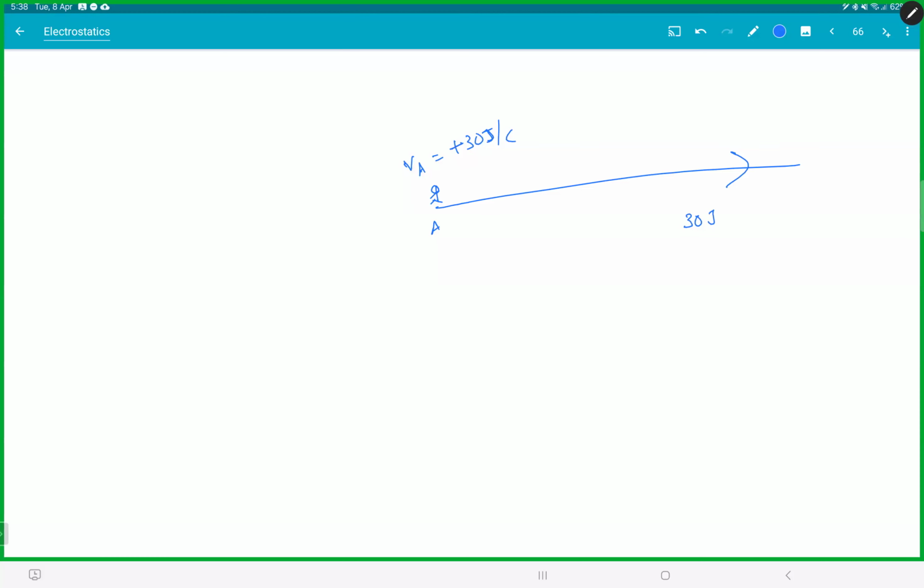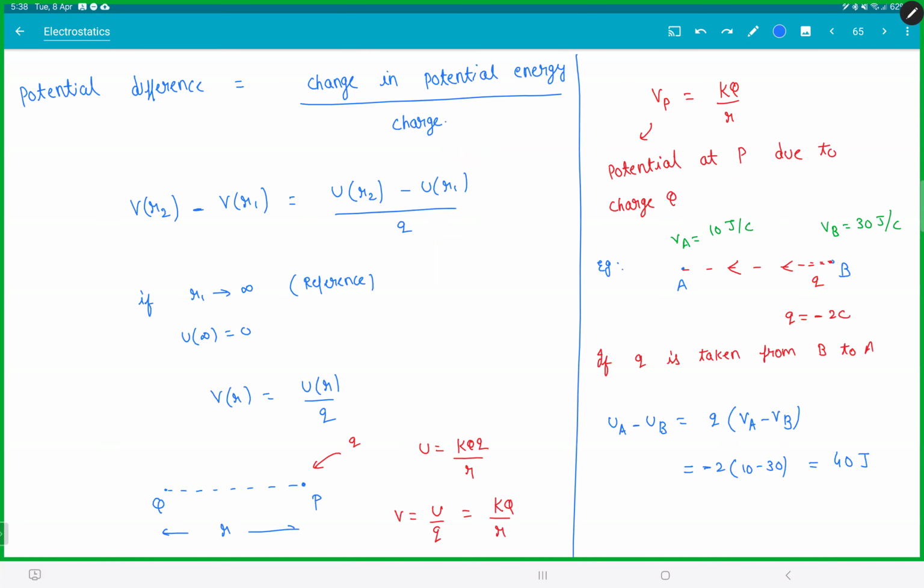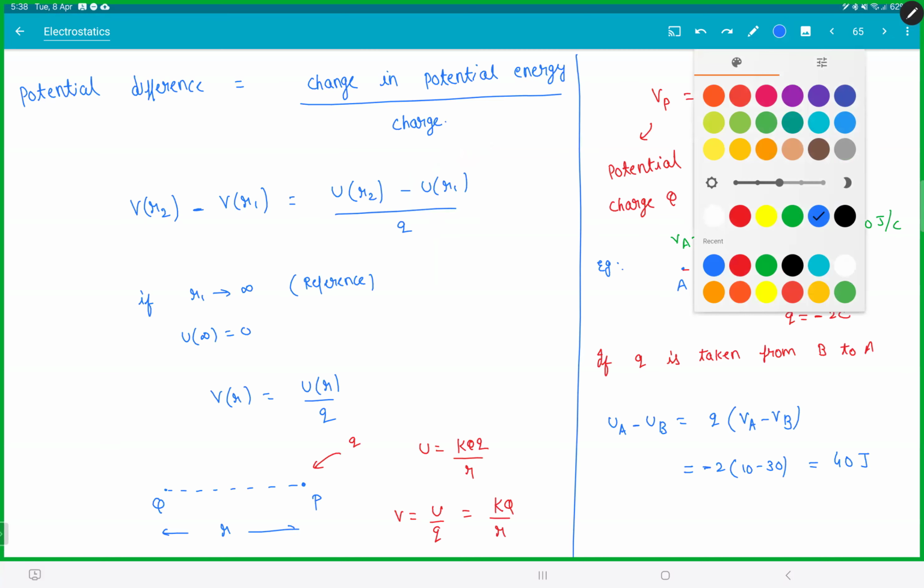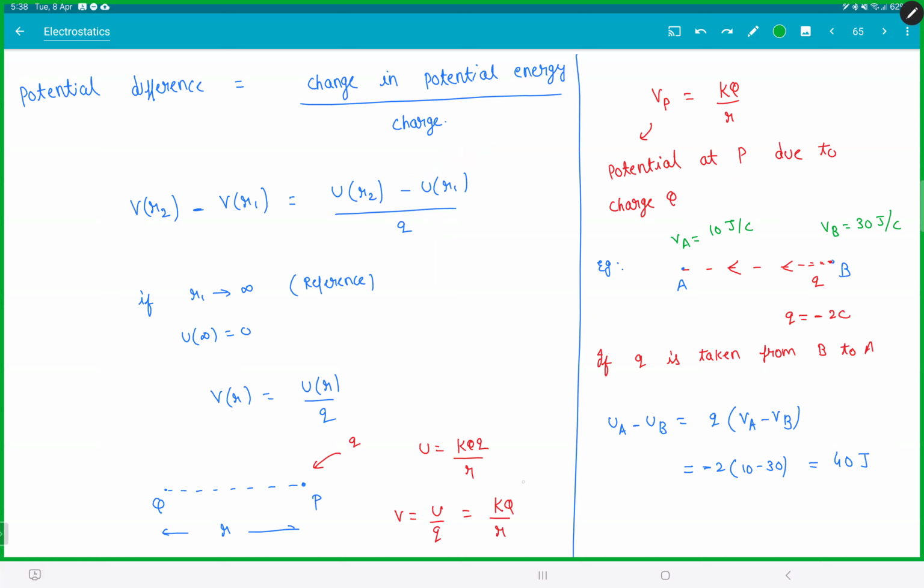Is that making sense? So infinity is like a zero level. When you have a positive potential, it means it is going to give you energy if you go to infinity. If you have a negative potential, it means you have to provide energy for it to go to infinity. Is this clear, everyone? You can just note this down. This is the main result: potential at a point is kQ by R.